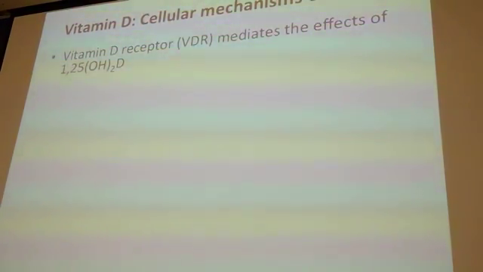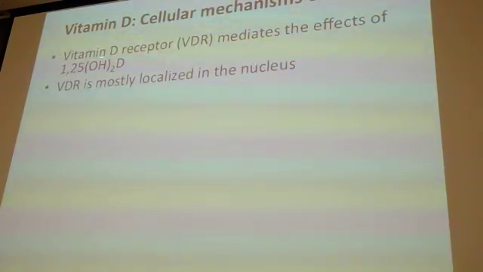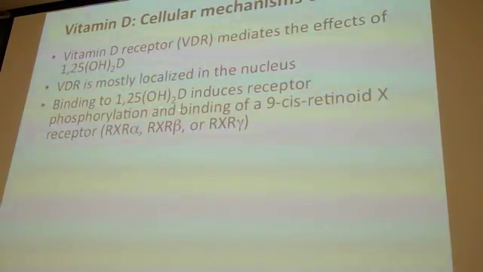So just a summary of the important things to take away from this mechanism of action. Our active form, 1,25-hydroxy vitamin D, mediates all the effects by binding to the vitamin D receptor, which is mostly localized in the nucleus. The key event is that upon binding this 1,25-hydroxy vitamin D, the ligand, it induces phosphorylation of the receptor, which enables it to bind RXR, the 9-cis retinoid X receptor. This comes in a few different flavors: alpha, beta, and gamma. So it's forming the active heterodimer.